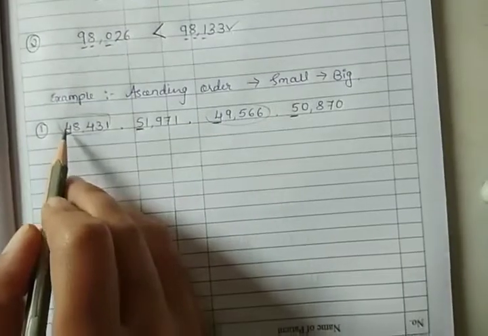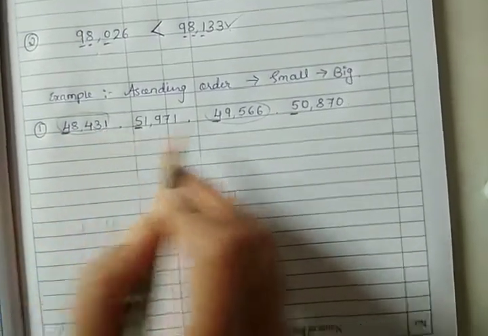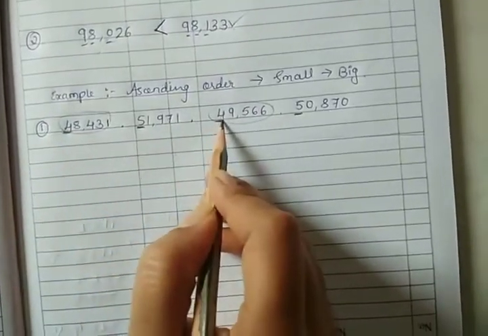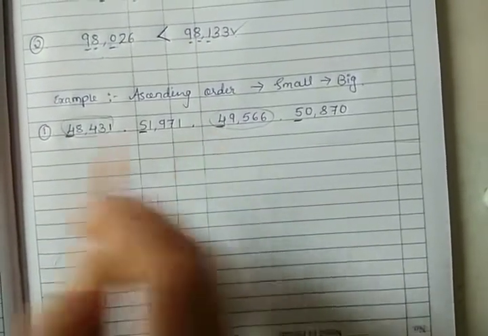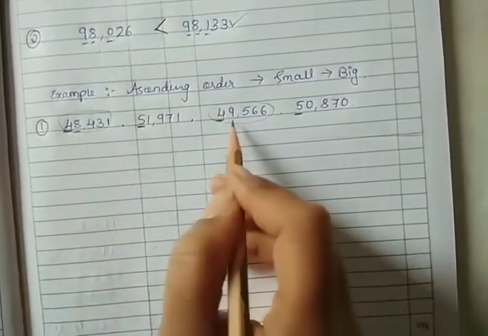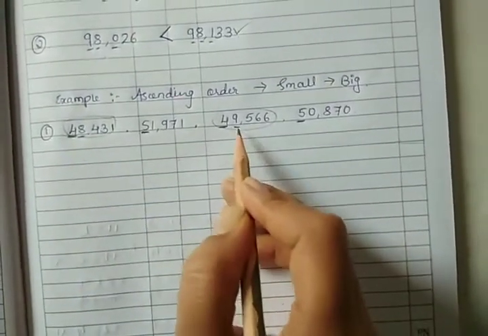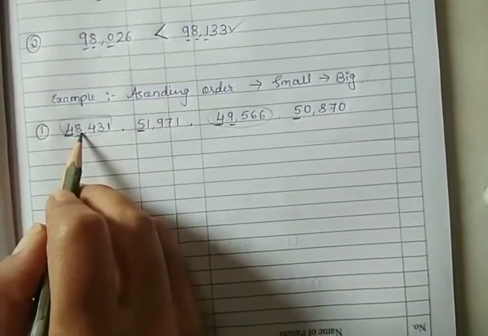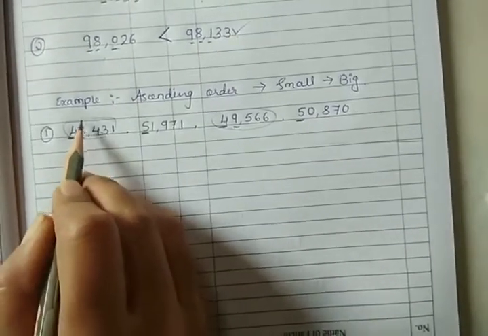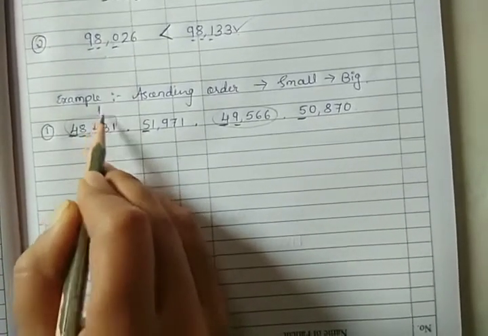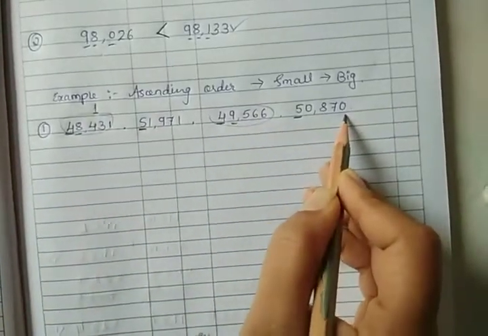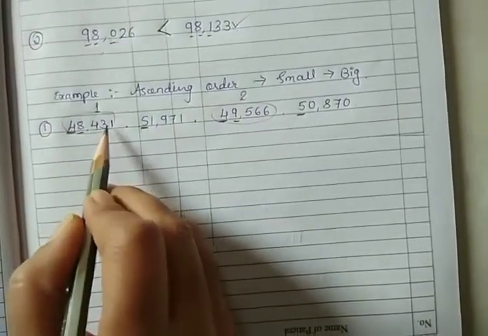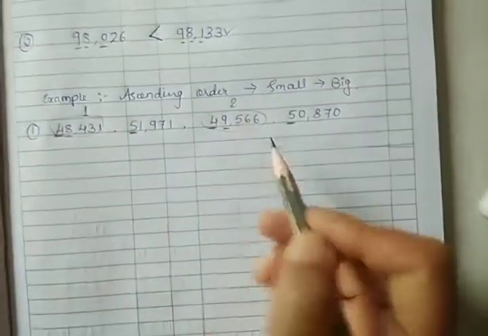Okay, this is 48,431. This is 49,566. Here in 10,000 place both the numbers are 4. Now which number will we compare? We will compare the numbers in 1000 place. Here 8 is there and here 9 is there. Which number is greater? 9 is greater than 8. Which is the small number? 8 is small. So this number is the smallest among all these numbers. And the second smallest is this one. 48,431 is smallest and the second smallest is 49,566.